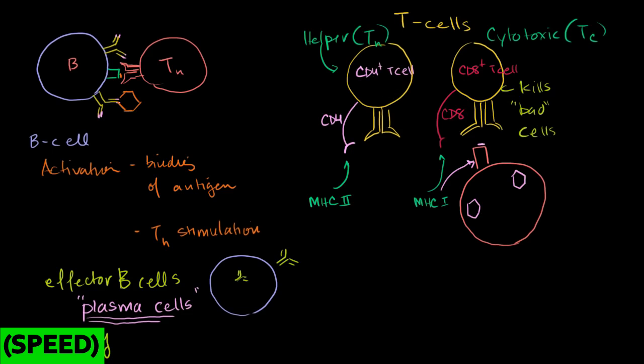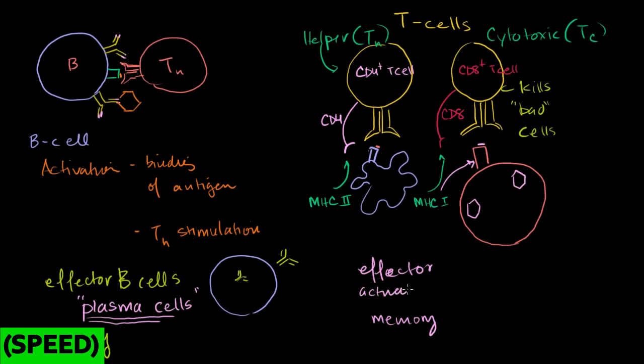While helper T cells are attracted to professional antigen-presenting cells, and I always draw a dendritic cell right here because those are the best antigen-presenting cells, they have MHC2 complexes, and it's digested some antigen and presents it right there, and then that activates the helper T cell. Once they're activated, all of these guys start differentiating into effector and memory cells. An effector helper T cell does a couple of things. It can activate B cells, and it also releases cytokines.